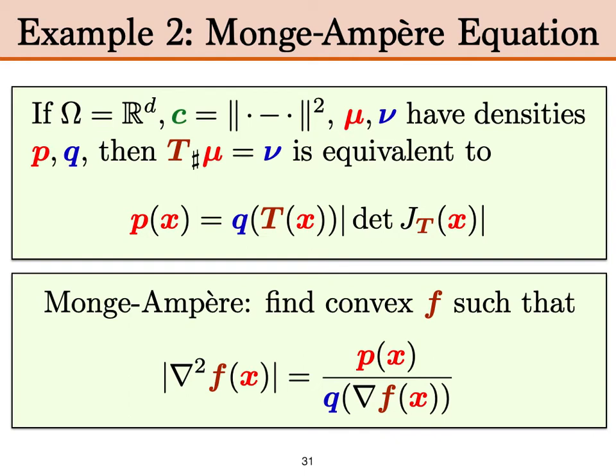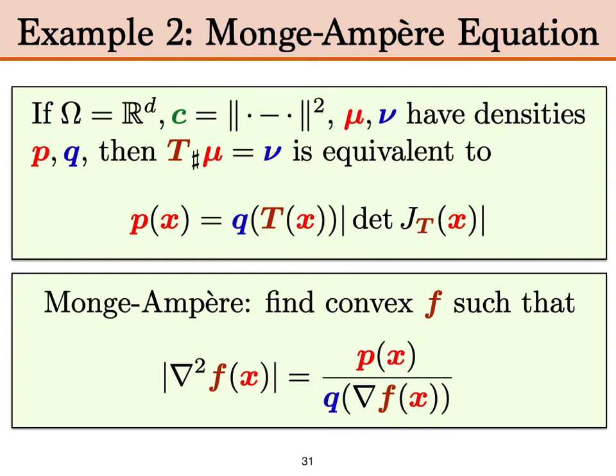I didn't mention this earlier, but for those of you familiar with numerical analysis, the constraint that T sharp mu is equal to nu, if mu and nu are measures with densities p and q, is actually a very well-known formula, which is the change of variables formula. This can be ensured by simply stating that if T sharp mu is equal to nu and T is differentiable, then T must be such that the density of the input measure p(x) is equal to the density at the output, at the mapped point T(x), q(T(x)), scaled by the determinant of the Jacobian of T.